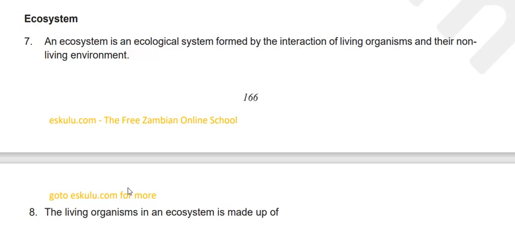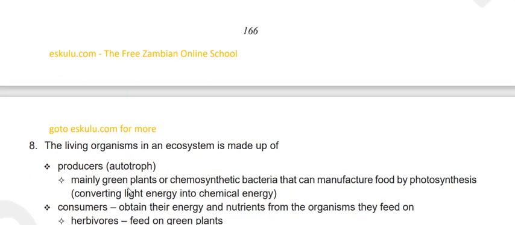Ecosystem. An ecosystem is an ecological system formed by the interaction of living organisms and their non-living environment. Ecosystem is about the interaction of the living organisms as well as the interaction with the non-living environment.